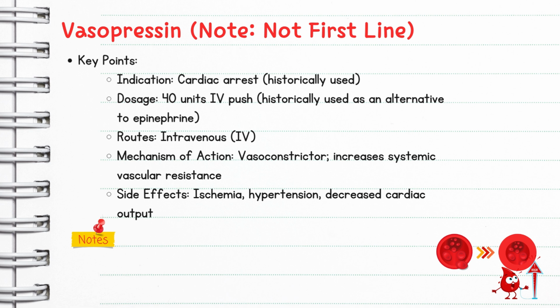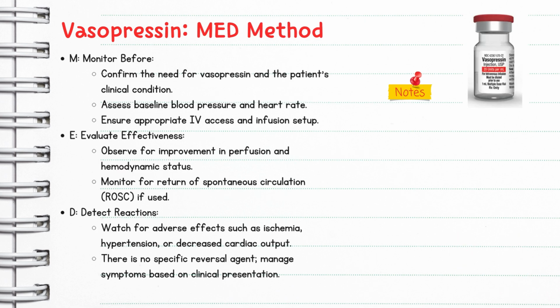So it's no longer recommended as a first-line treatment in the ACLS guideline. I forgot how many ACLSs ago that they took it out, but you might still encounter it in practice in real life. So we want to include this just because you need to become aware and familiar with it, okay? So some of those side effects: ischemia, hypertension, decreased cardiac output, which would require careful monitoring. That's because it can cause some arrhythmias and stuff.